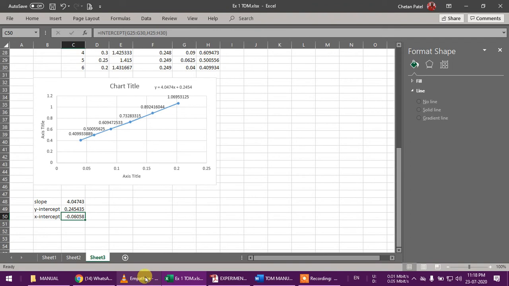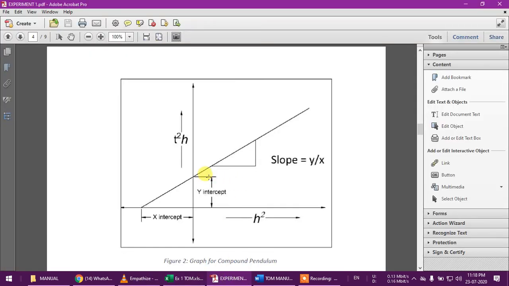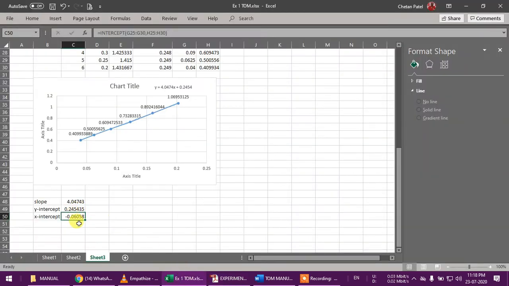So especially what I mean, let me explain. Suppose some line has some slope. So slope is equal to y by x, but when it is cutting the y-axis, this distance is called y-intercept, and when it is cutting the x-axis, this distance is called x-intercept. That's why here it is coming to be negative, because it is in the negative x part. So it is exactly shown in a very right way.